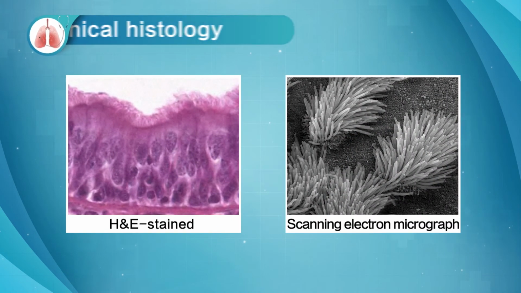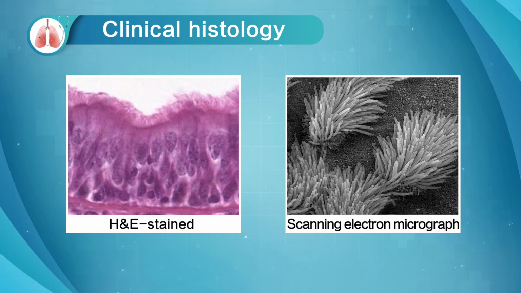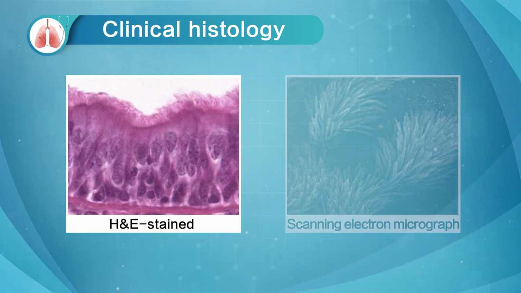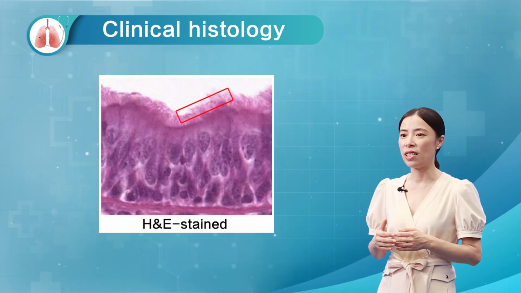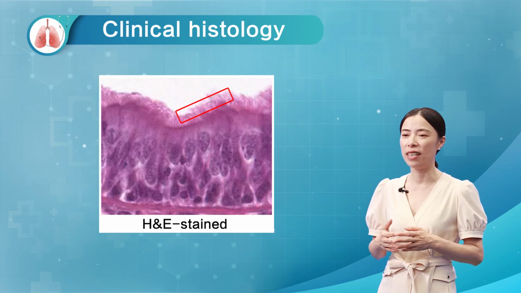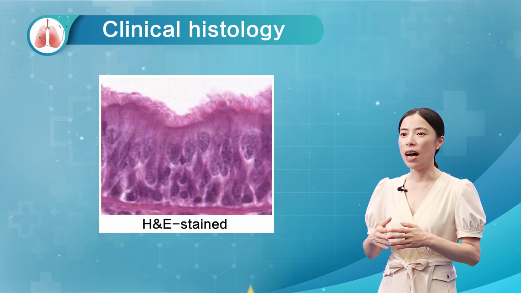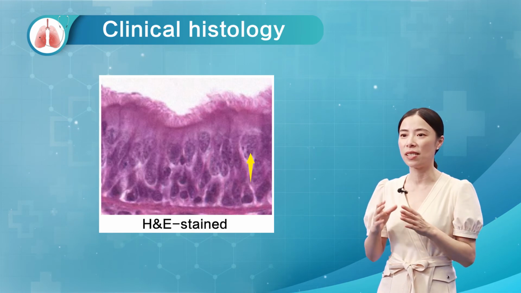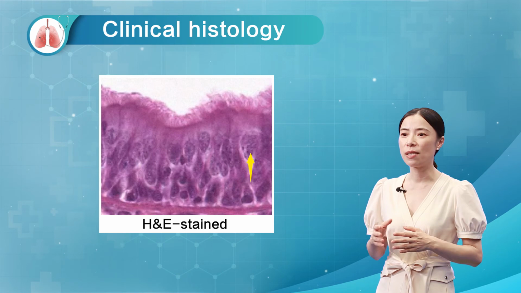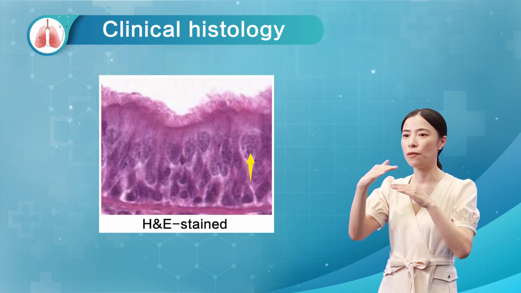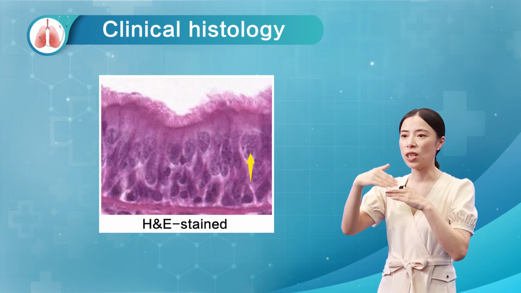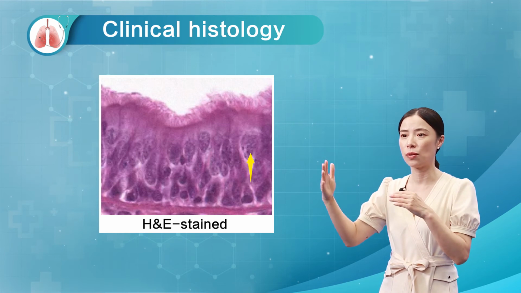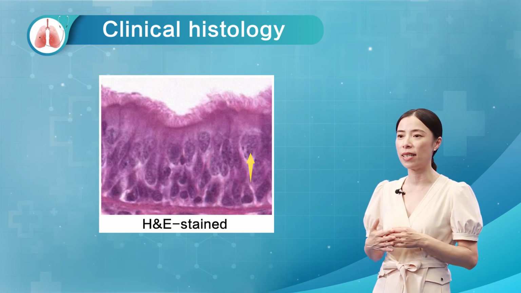Next, let's move on to the respiratory epithelium. The left is an H&E stained section of respiratory epithelium. We can see the pseudostratified ciliated columnar epithelium. Among them are goblet cells and mucus-secreting glands of the submucosa. This mucus coats the surface of the epithelium to trap dust particles, which are then removed by the cilia.